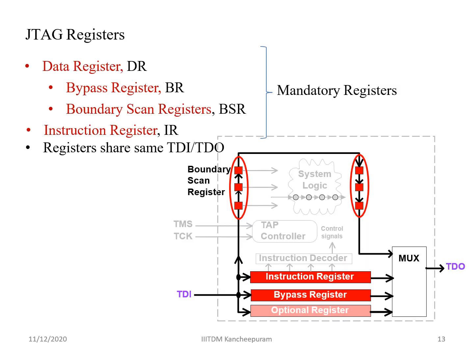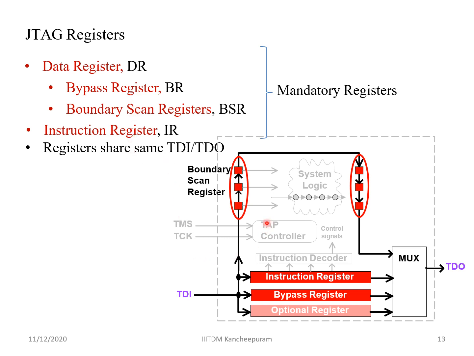So, JTAG registers. There is something called the data register and the instruction register. Obviously, based on microprocessor knowledge, you know what a data register and an instruction register are. Two types of data registers are there: bypass register and boundary scan register. We'll see what they are later on. Don't worry about it, but understand the classification. There are two major types of registers, data registers and instruction registers. In the data registers, there are two classifications, bypass registers and boundary scan registers. These three are mandatory registers, and they share the same TDI and TDO.